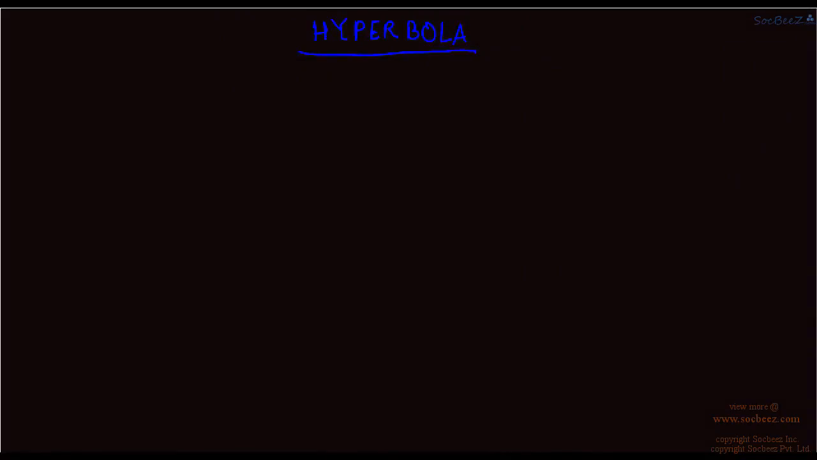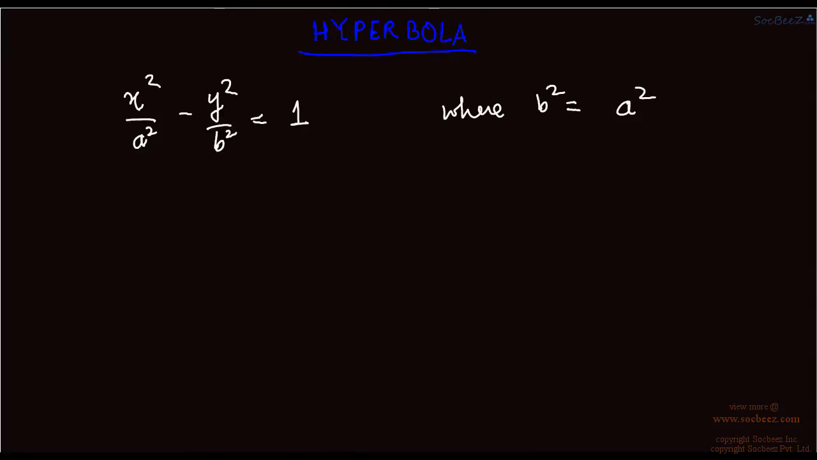Let's start with the chapter hyperbola. The standard equation for a hyperbola is x square upon a square minus y square upon b square equals 1, where b square equals a square times e square minus 1. Now, it is drawn like this.